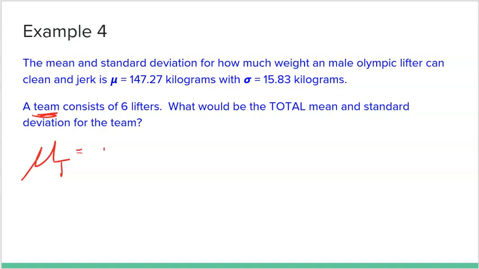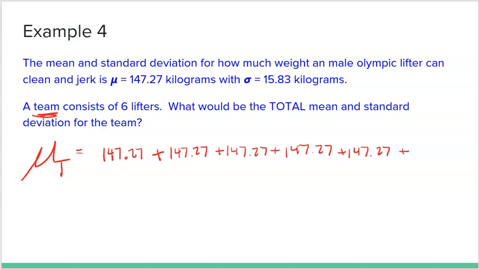Well, just walk through it, right? The mean is easy. The first lifter is supposed to lift 147.27 kilograms. The second lifter is supposed to lift 147.27 kilograms, the third lifter, the fourth lifter, the fifth lifter, and finally, the sixth lifter. I would expect every one of my 6 lifters to lift 147.27 kilograms. Why? Because that's what's expected in the long run. Now, obviously, I would speed this up by just doing 6 times 147.27.